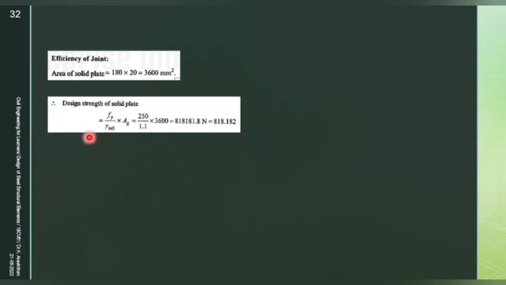How to find stress? What is the formula for stress? Axial stress is force by area. Now you have to find the force. Fy is known as yield stress. What is the yield stress of your material? 250, they have given in the data, into the area of the plate, 3600, divided by 1.1. If you divide that you will get 818 into 10 power 3 Newton, which is 818 kilonewton.